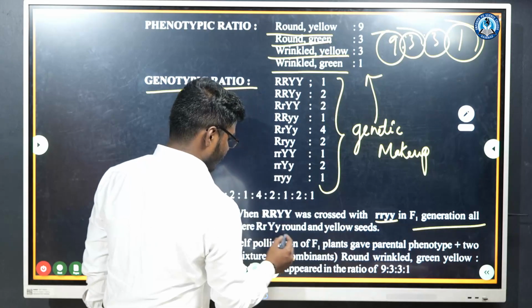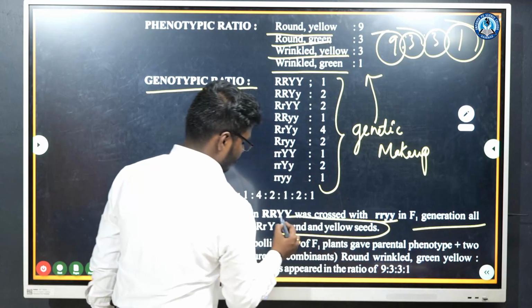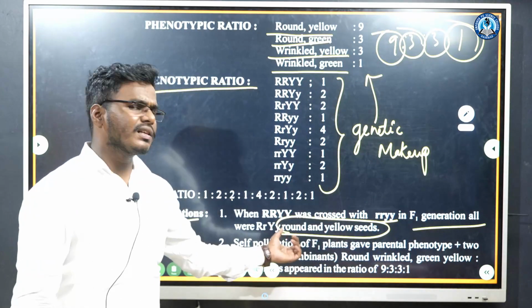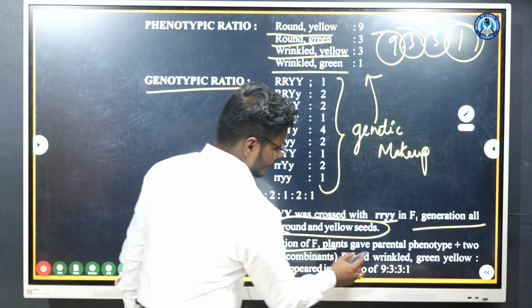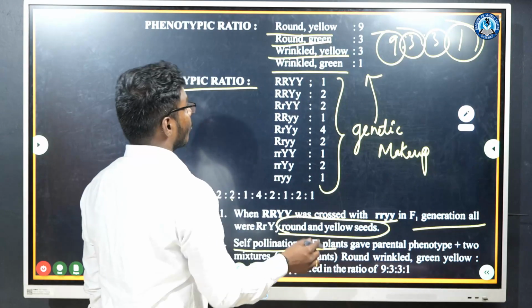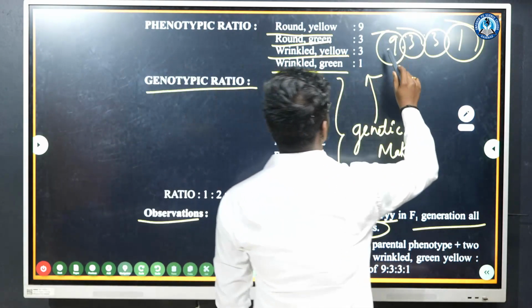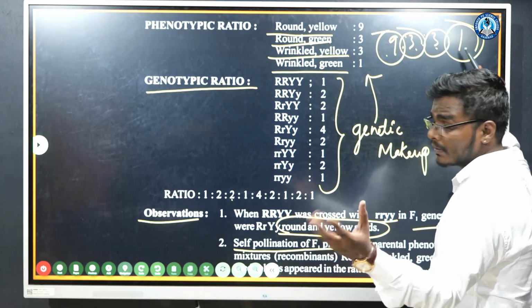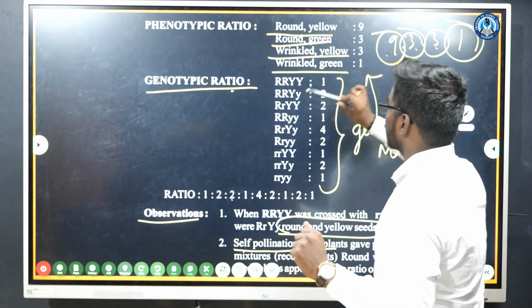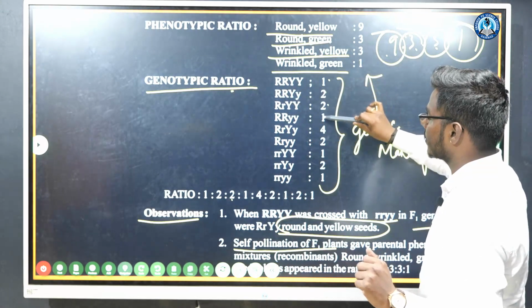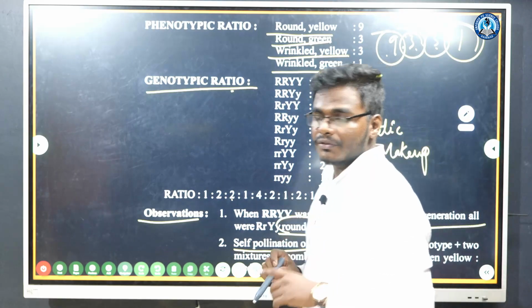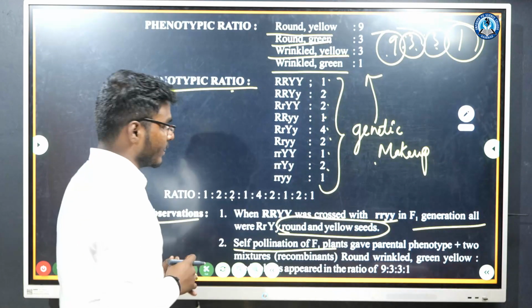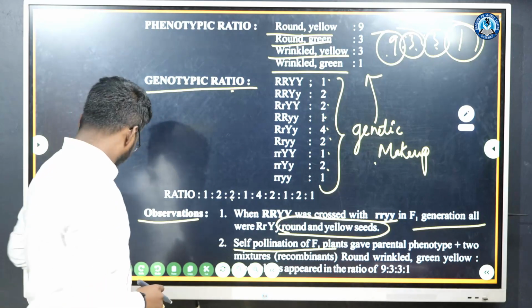Okay, so observations: when capital R capital Y was crossed with small r small y, in the F1 generation all the plants were round and yellow. When these round and yellow were further crossed by self pollination, the phenotypic ratio was 9:3:3:1, and the genotypic ratio was 1:2:2:1:4:2:1:2:1. So this is all about the dihybrid cross.